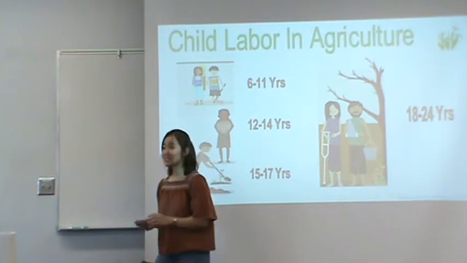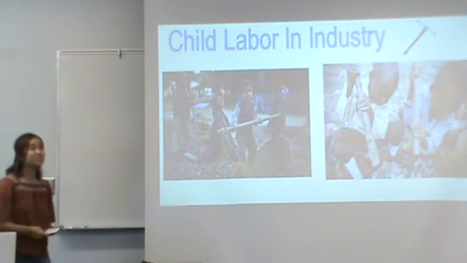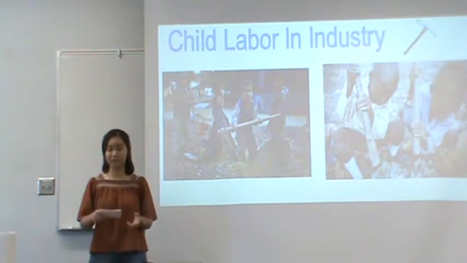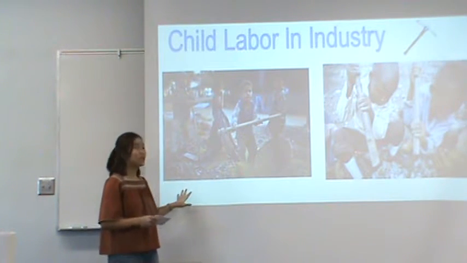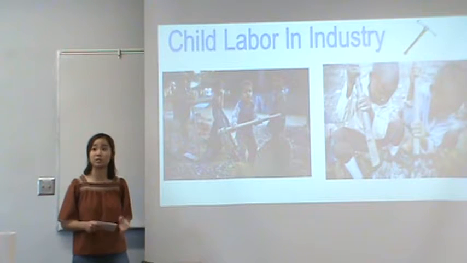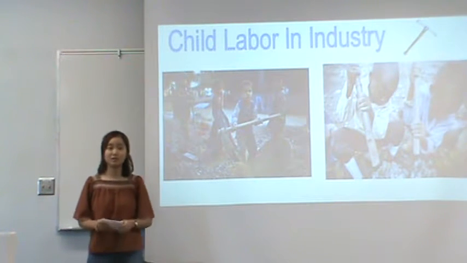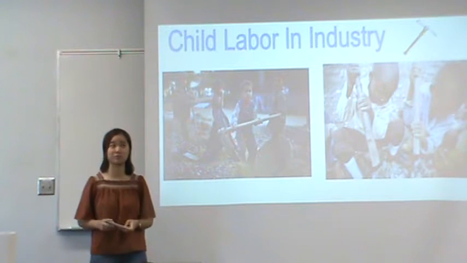Next, another type of child labor can be found in the industry sector. The industry sector includes activities such as mining, manufacturing, and construction. As seen from these pictures, these children are not equipped with safety gear or equipment when they perform this dangerous work. As a result, they are more susceptible to injuries and accidents, which can sometimes be fatal.